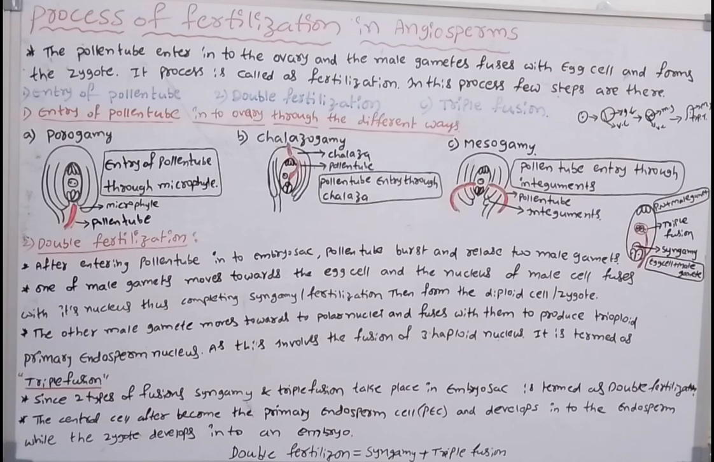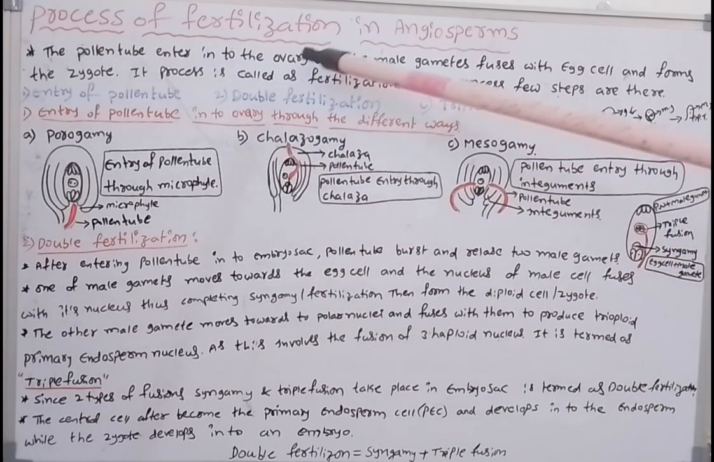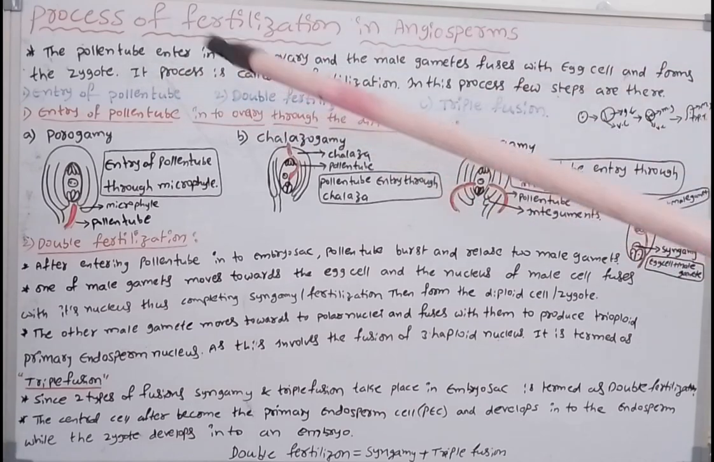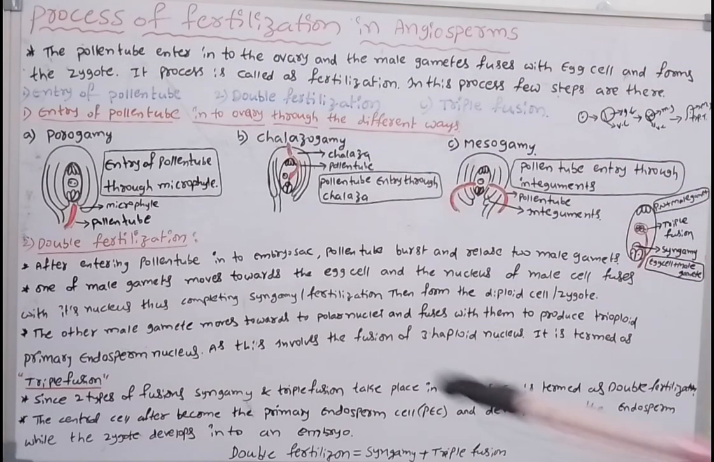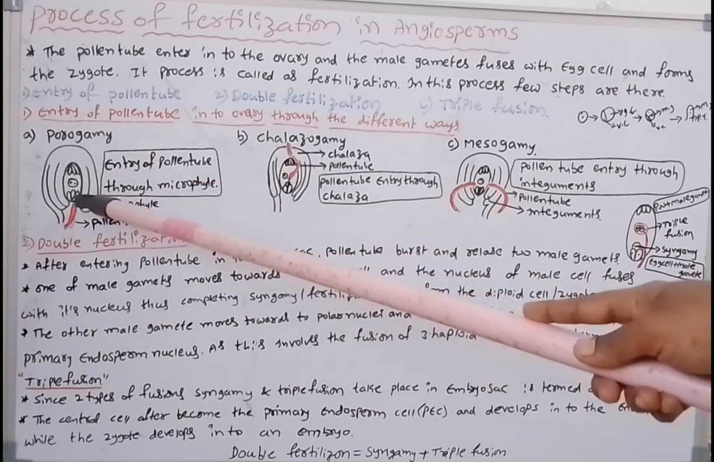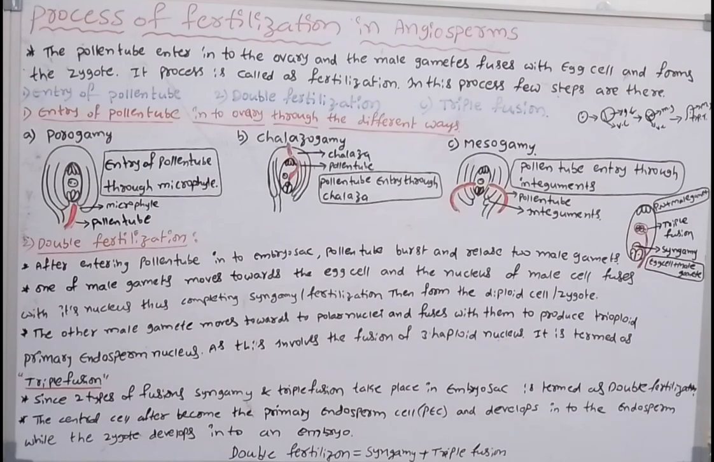So first of all, what is the meaning of fertilization? Fertilization means the pollen tube enters into the ovary and the male gamete fuses with the egg cell and forms the zygote. The pollen tube enters into the ovary, male gamete and egg cell fuse, then the zygote is formed. This process is called fertilization.